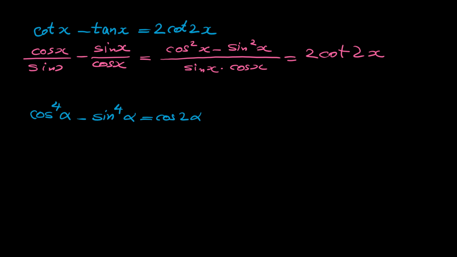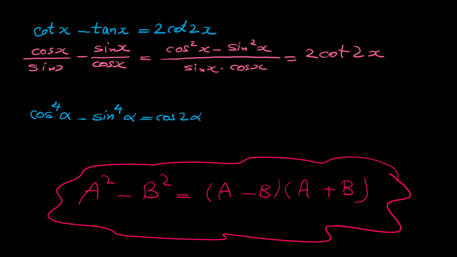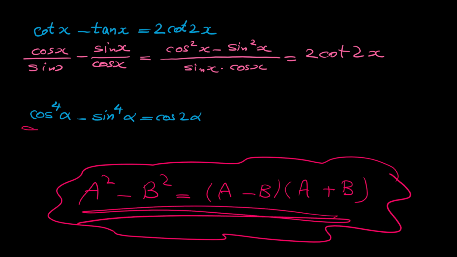Look at the next one, cosine to the 4 minus sine to the 4. Let me remind you of a very important, very famous identity. A to the 2 minus b to the 2 is a minus b, a plus b. But maybe you wonder why I have to remember this. What is the relation between this identity that you are writing here and this question? I can see no relation.